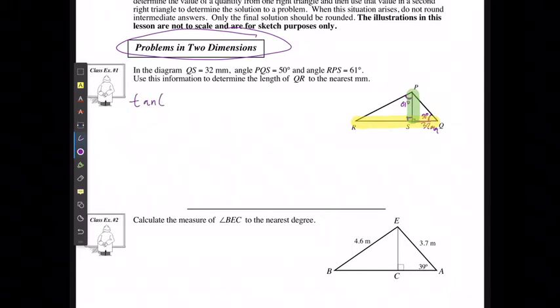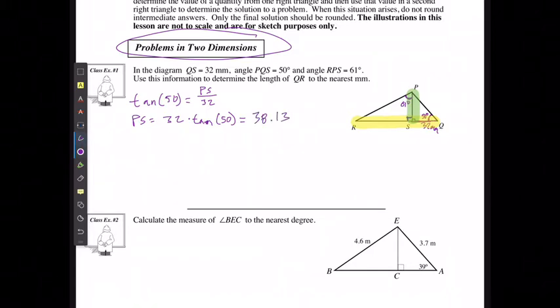tan of 50 degrees is going to equal the length of P to S divided by 32. I can also state that PS is going to equal 32 multiplied by tan of 50, which in this case, I don't want to round too much too soon, so I'm going to say that that's going to be 38.13 approximately millimeters.